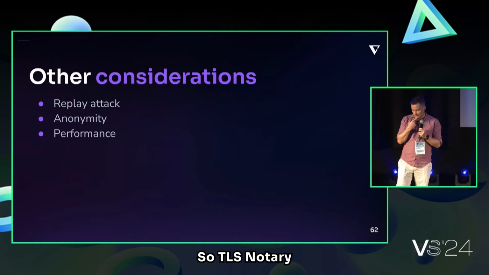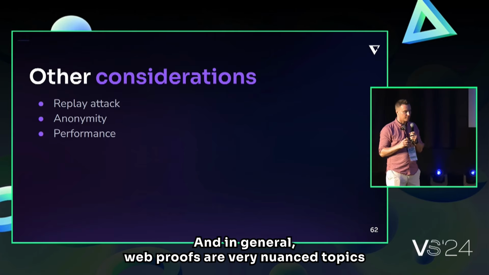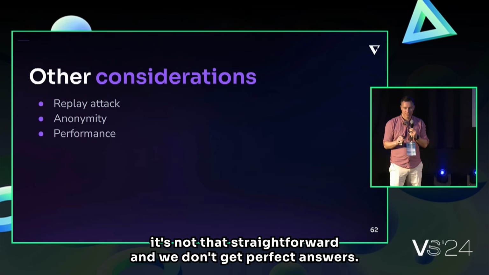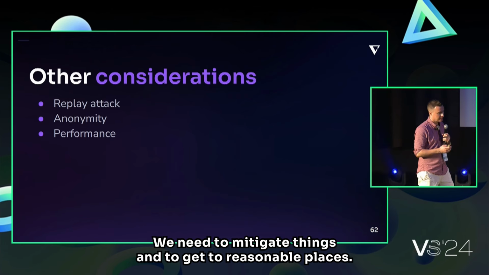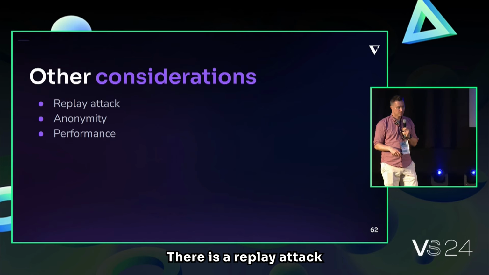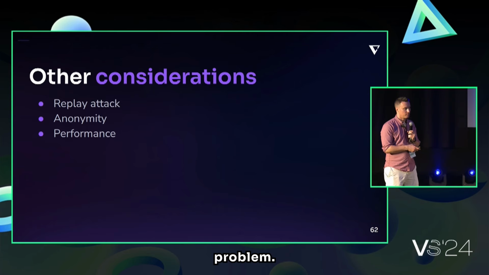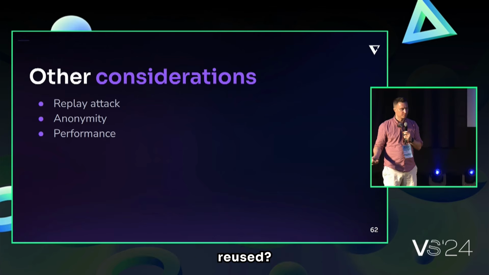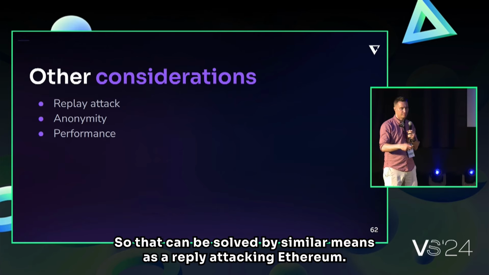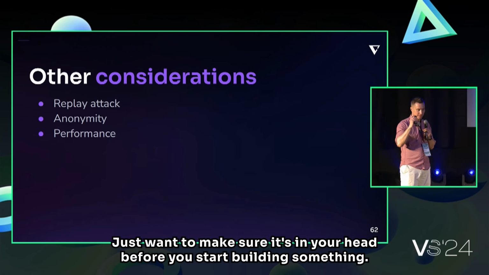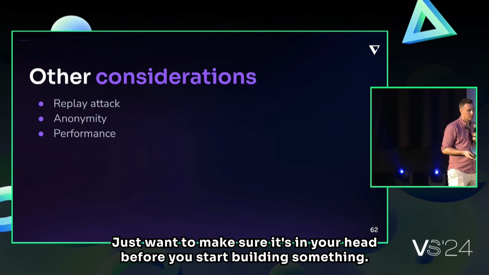So TLS notary and web proofs in general are very nuanced topics, and I hope I convinced you a little bit that on the security side, it's not that straightforward, and we don't get perfect answers. We need to mitigate things and get to reasonable places. There are other considerations. There is a replay attack problem. If you notarize something, how do we make sure it's not getting reused? That can be solved by similar means as replay attacks in Ethereum. That has a few different shades. I just want to make sure it's in your head before you start building something.